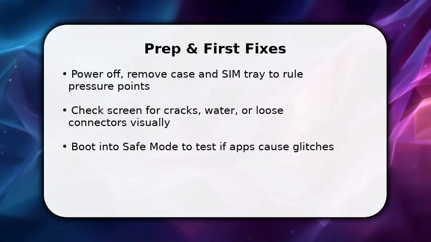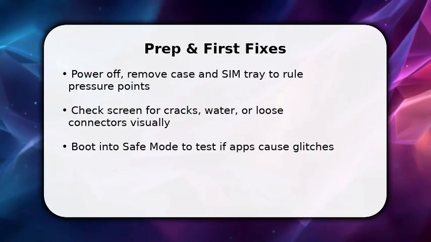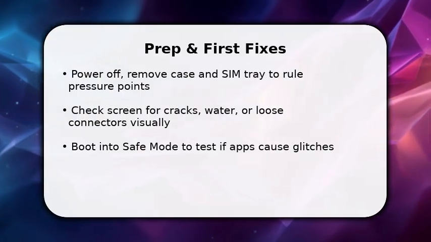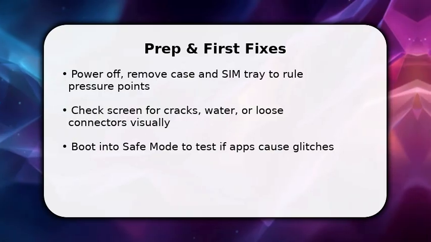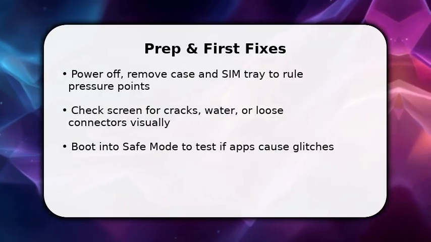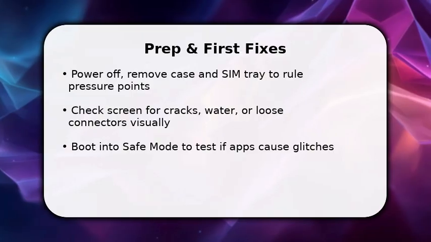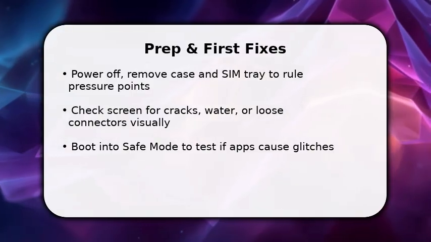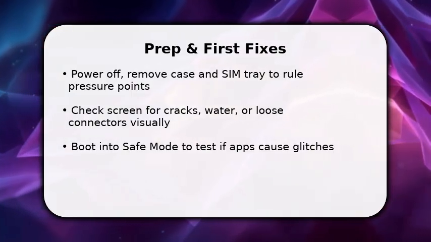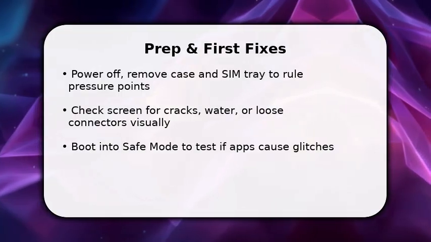You start by powering off and removing the case and SIM tray to relieve any pressure. This exposes visible damage or bends. Next, inspect the screen edge-to-edge for hairline cracks or moisture. Those cause flicker. Once done, boot into safe mode to determine whether a rogue app is driving the glitch.